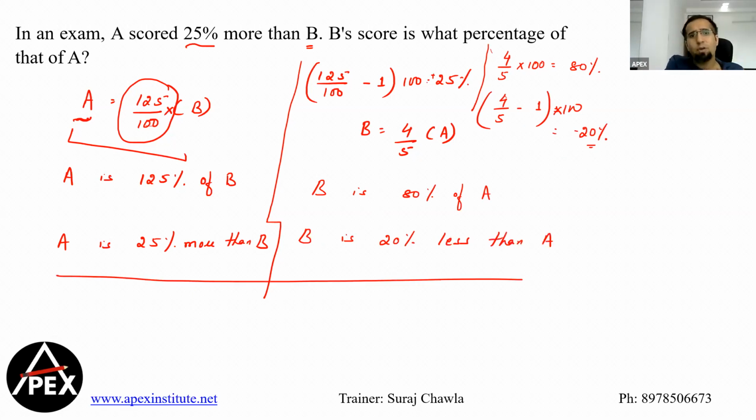If A is equal to something is given, I can say A is. If B is equal to something is given, I can say B is. Because see, anything can be asked in this question here. I might ask you, B is what percentage less than A?